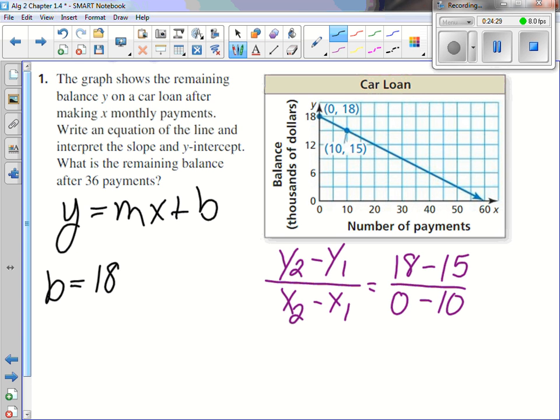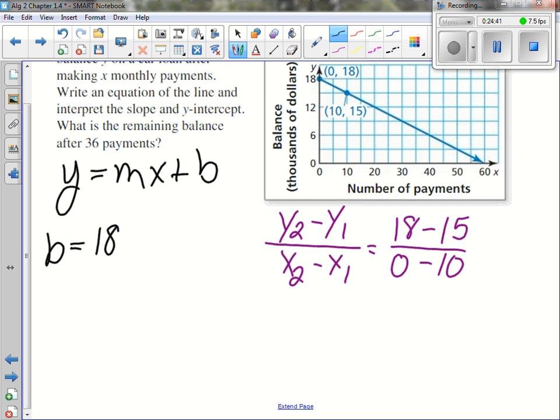Now, once you pick a y2 value, it's set what the x2 value is, because they have to go together. x2, y2, y1, x1, they have to be in the same order, because if we flip it, it's going to give us the wrong slope. If we flip those, we get the wrong slope. Now we just need to simplify.